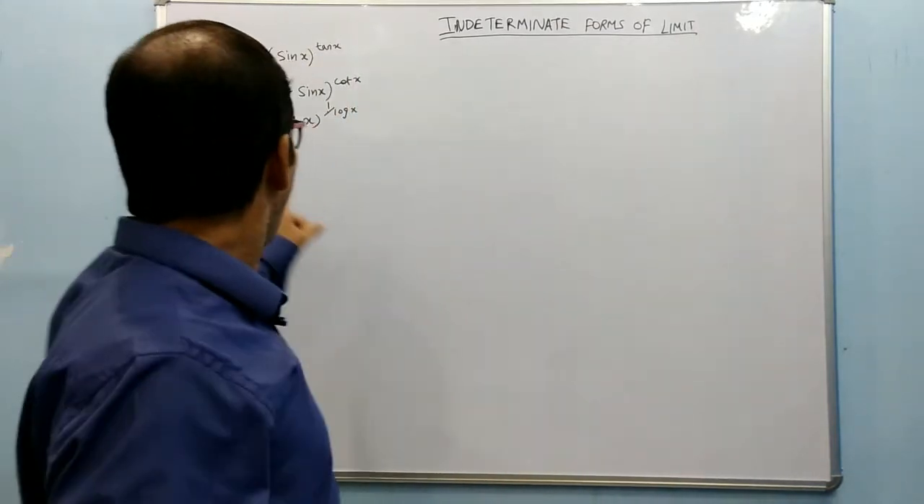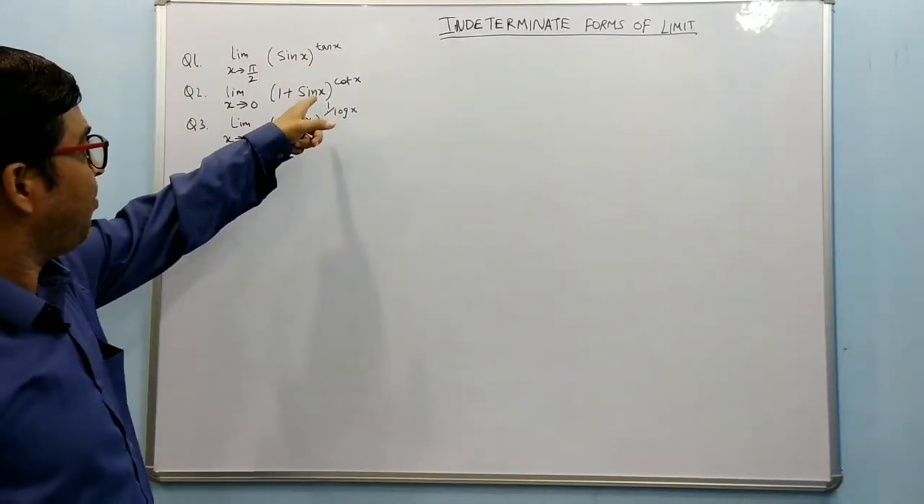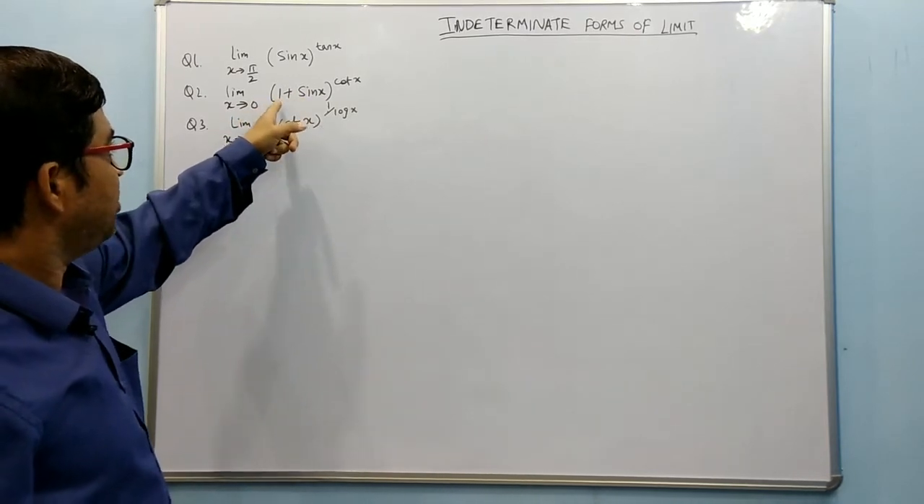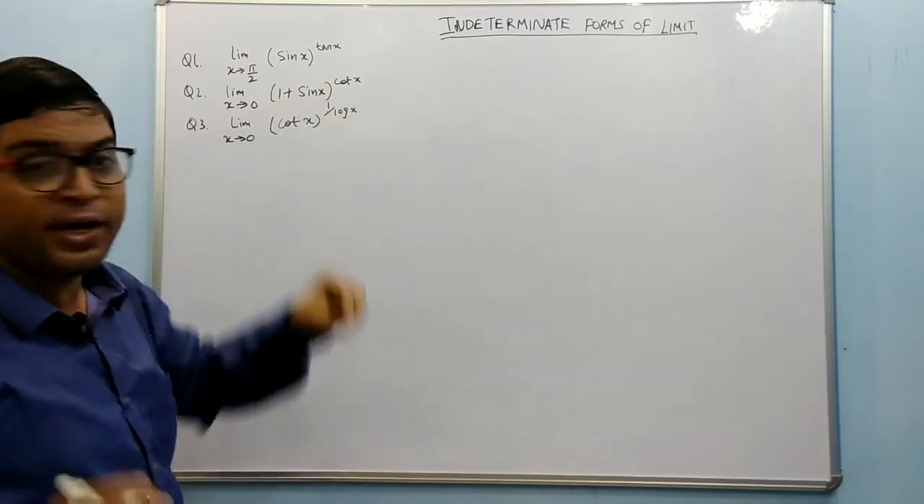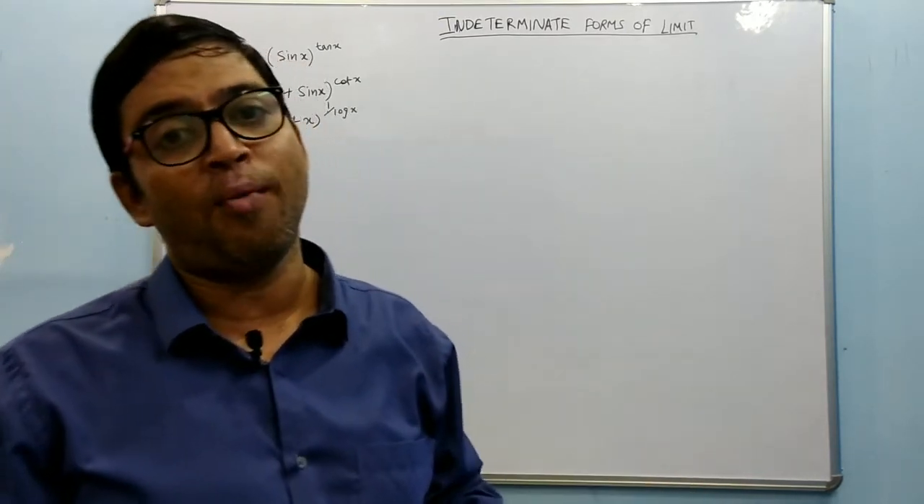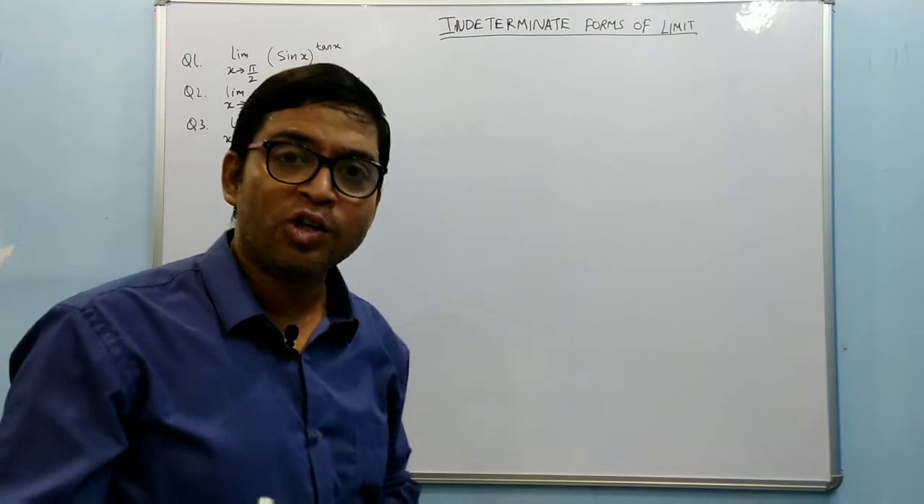See question number 2 now. Limit x tends to 0, (1 plus sin x) to the power cot x. If we put x equal to 0, that is 1 to the power infinity. Again 1 to the power infinity form, indeterminate form. We have to apply L'Hospital rule.